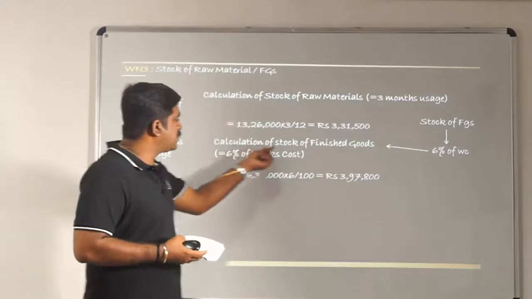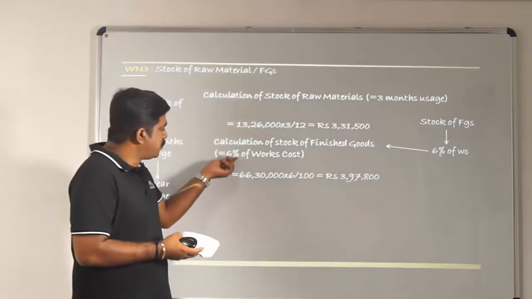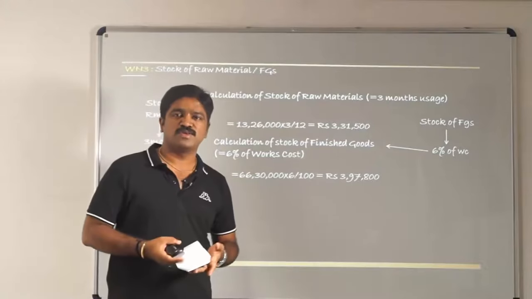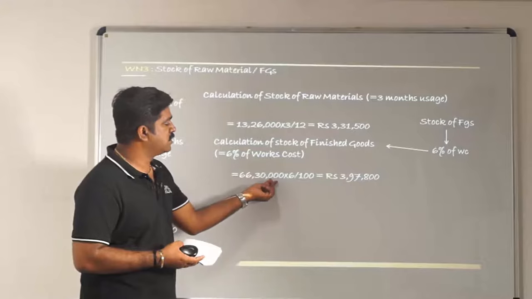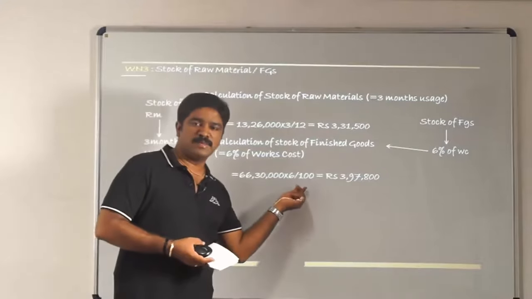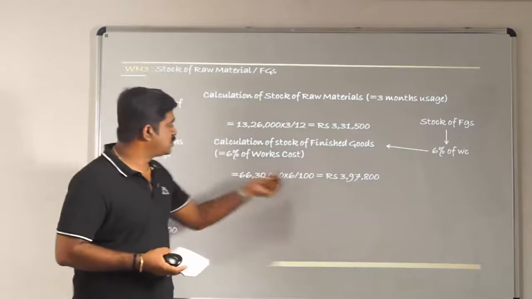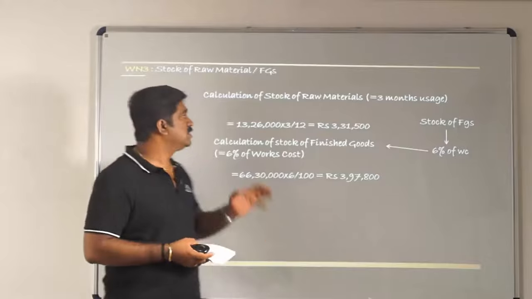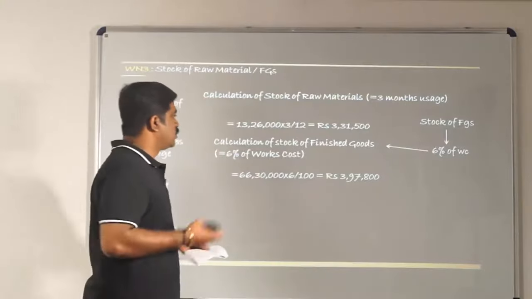Then calculation of stock of finished goods, it's not a big deal because the question says it is simply 6% of works cost. What about the works cost? We know works cost we have calculated in our earlier working note, which is 66,30,000. Simply multiplied by 6 by 100, we get to know what is the stock of finished goods, which is 3,97,800. So in this way, we have derived what is the stock of raw material, what is the stock of finished goods. Let's go ahead.